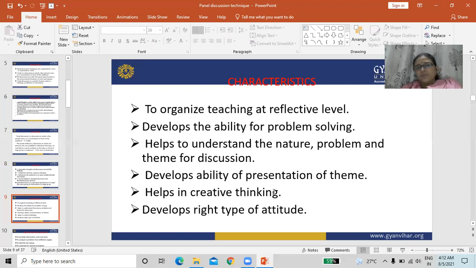Develop the ability of presentation of a theme. How to develop a particular problem among the audience is also developed by the panel discussion. Help in creative thinking, and develop the right type of attitude.